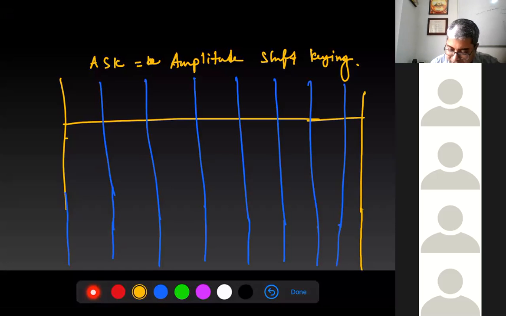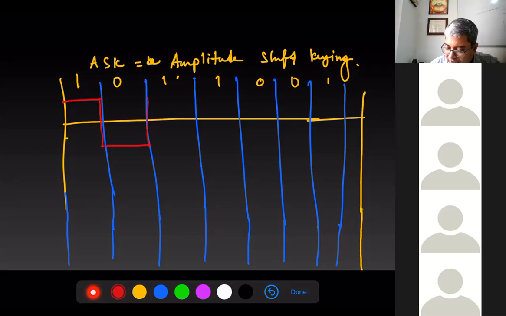Suppose the digital signal is 1 0 1 1 0 0 1. Now how should it be represented? It should be represented like this, if I consider plus 5 voltage as 1 and minus 5 voltage as 0.